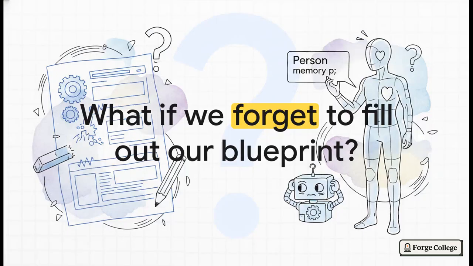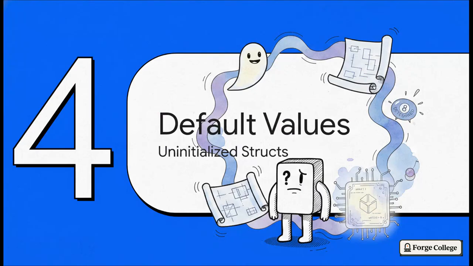Now, let me throw a quick question your way, just to build a little tension here. What do you think actually happens if we declare a memory struct, say person memory p, but we totally forget to fill out any of the fields before we return it? What does the Solidity compiler do with a completely blank blueprint? Does it crash? Does the whole thing panic? Let's find out. Which brings us to Section 4, the uninitialized default struct.